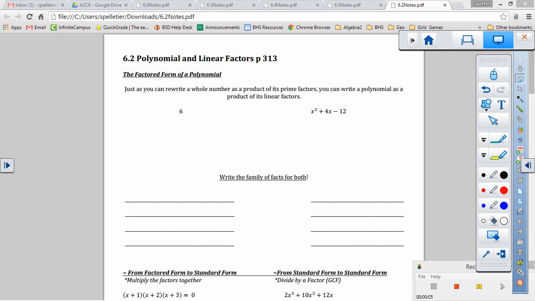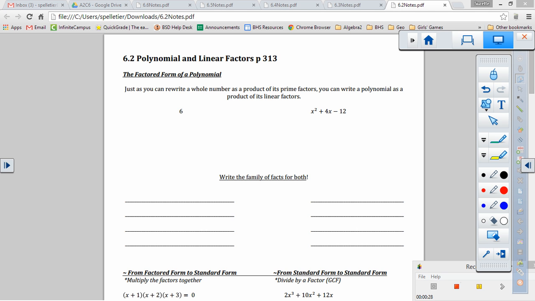Okay, section 6.2, polynomial and linear factors. So the first part of this particular lesson is going to help you make some connections, I'm hoping. So the factored form of a polynomial, we did factoring back in chapter 5 where we took all kinds of polynomials and we factored them down into the two things that we would have multiplied together to give us that particular polynomial.